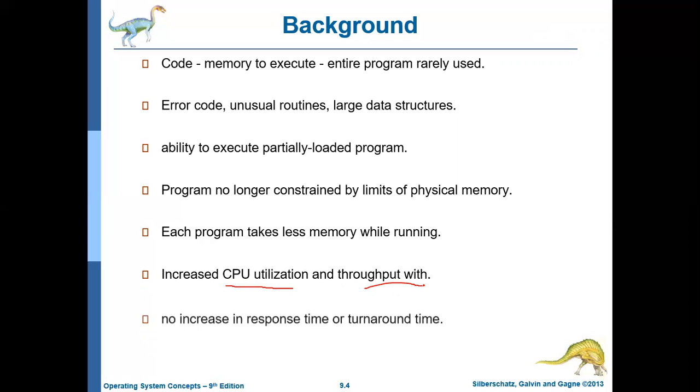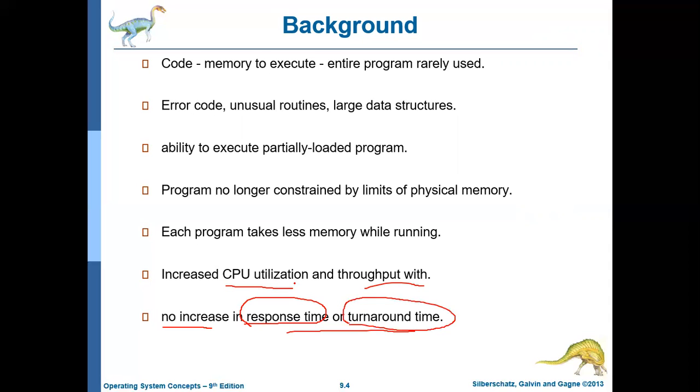By the virtual memory concept, CPU utilization will increase and throughput will also increase. At the same time, response time and turnaround time should not increase. That is our objective. We want to decrease response time; if you decrease response time, it means the program is executing faster. Similarly, if you decrease turnaround time, it means the program is executing faster. Whereas CPU utilization and throughput should be maximized.